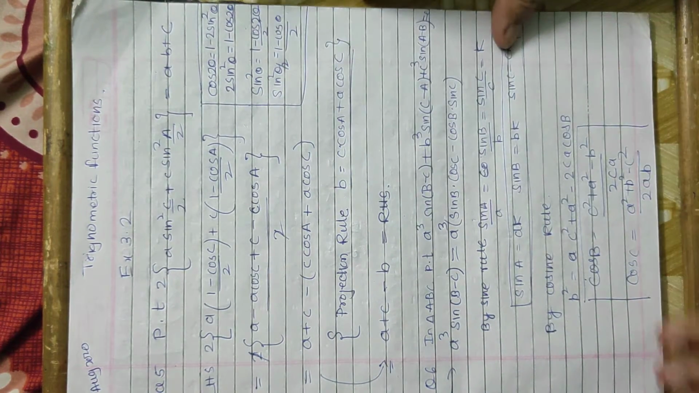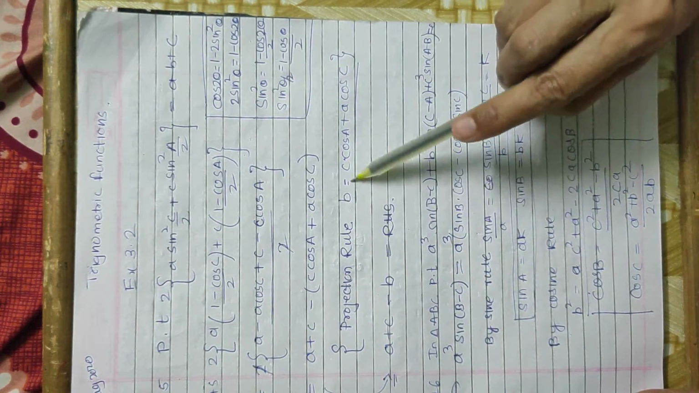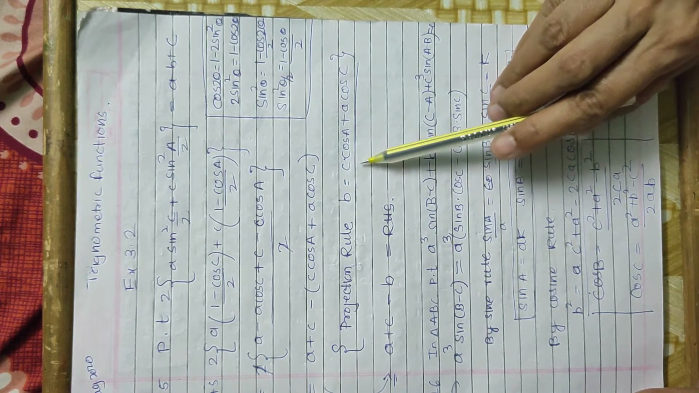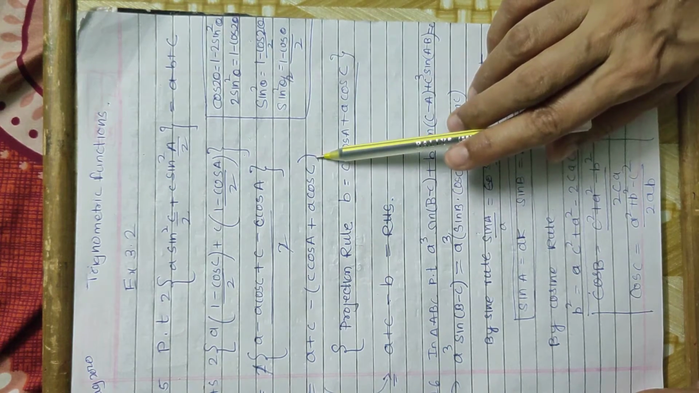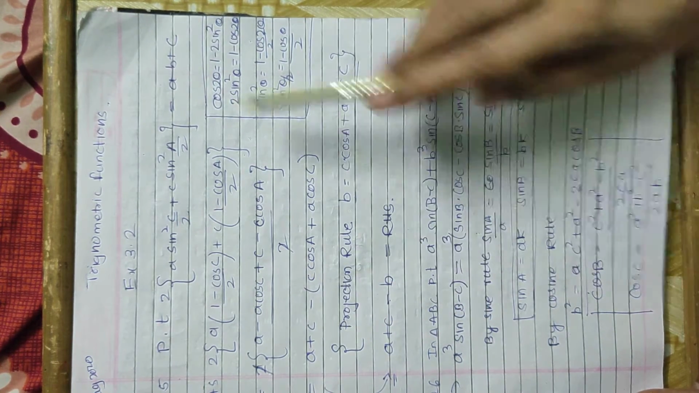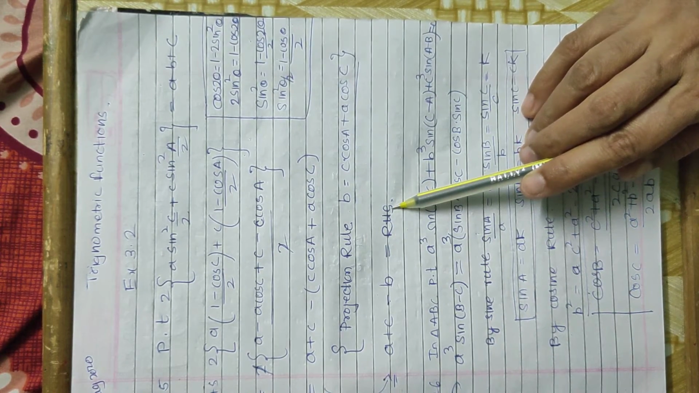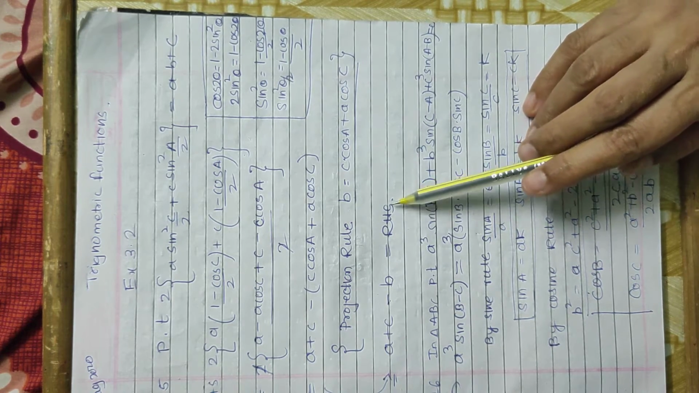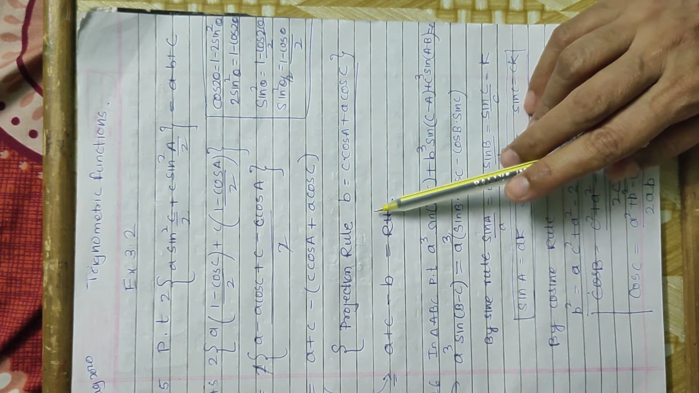Now what is our projection rule? The projection rule gives b's formula: b is equal to c cos A plus a cos C, which is the same. So we write a plus c minus b, and that is what we had to prove, equal to the RHS. Hence proved. So for solving this type of sums, you should know the formulas: sine rule, cos rule and projection rule.